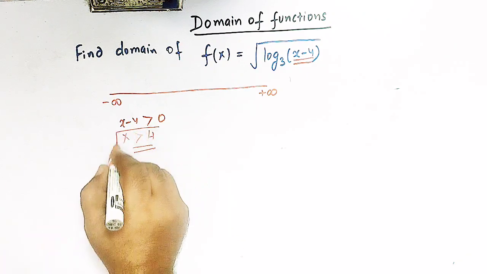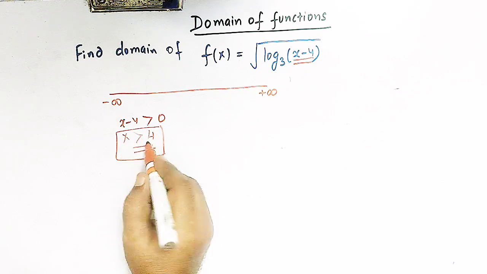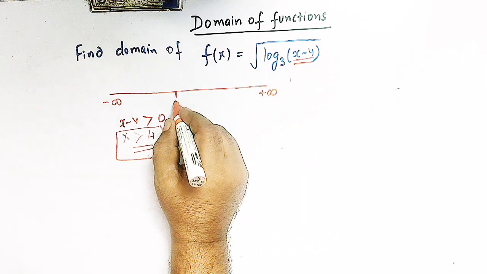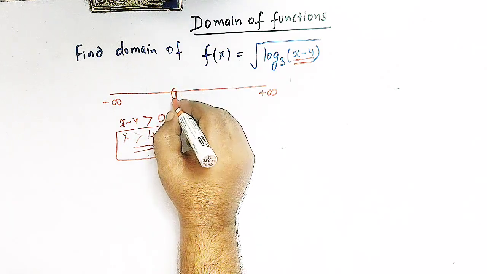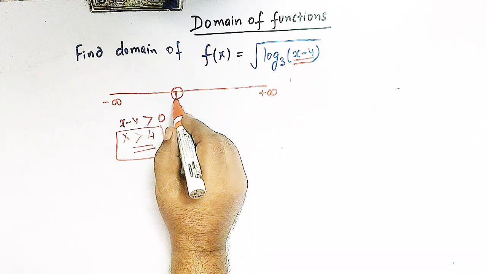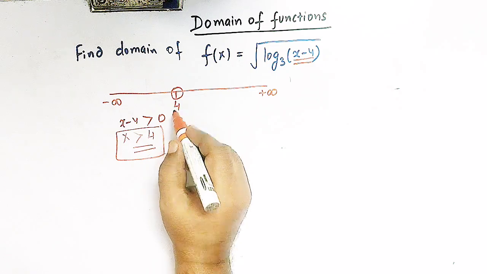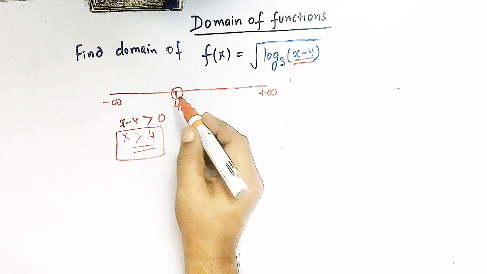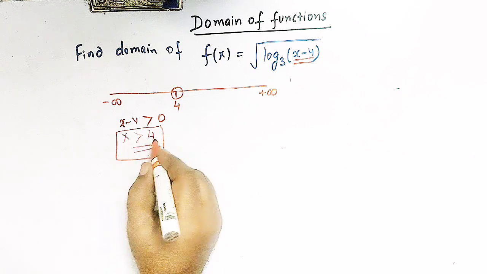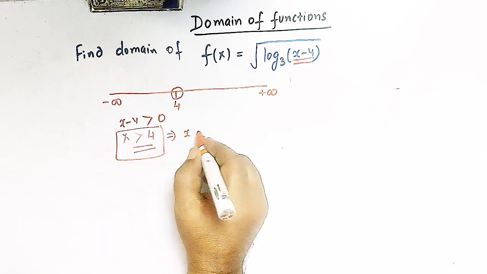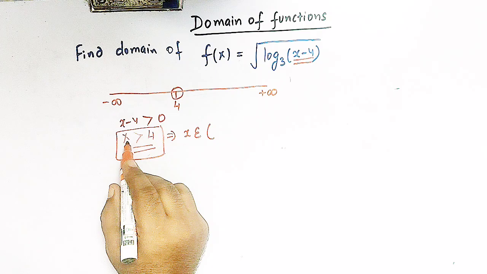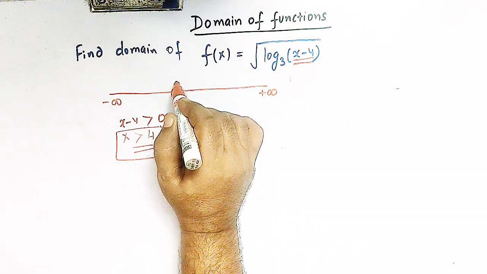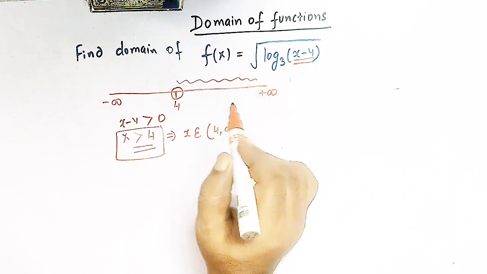So let us represent this inequality, x greater than 4, on this real number line. Here we have the number 4, and let us draw a circle over here, which implies that x equal to 4 is not included, so it is excluded. Now we have x greater than 4, which implies x belongs to the interval 4 to infinity. So here we have this region, right?